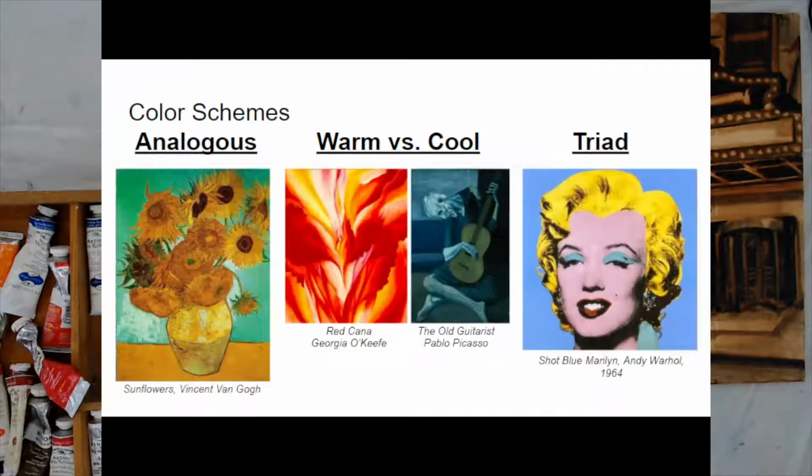So here are some examples from art history to demonstrate that. The analogous color scheme here with the sunflowers, and I picked 2 different works here. One is obviously warm. It's the Red Canna by Georgia O'Keeffe, and then we have the Old Guitarist, which is in blues, very cool colors, by Pablo Picasso. And then we have this triad, which is pretty much a primary color scheme, right? Similar to my sample at hand here, that would also be considered a triad because this particular one is red, yellow, and blue.